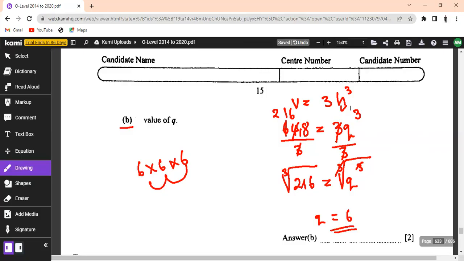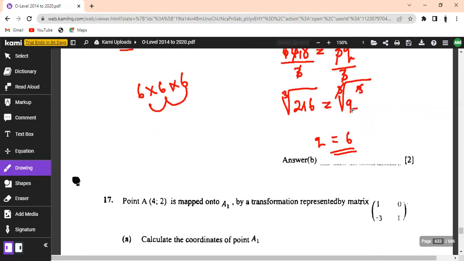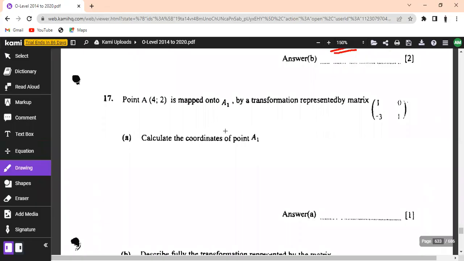So it's a matter of you knowing this cube root and so forth, all the powers of 3 and 2. It's much better for you to know this. Anyways, on number 17, we are given a point A with coordinates 4, 2.